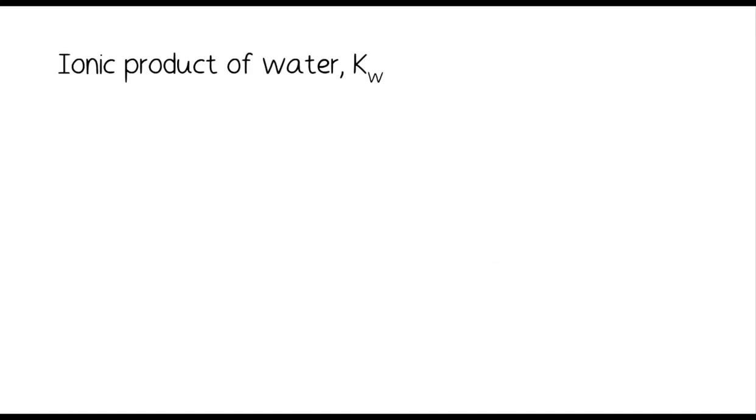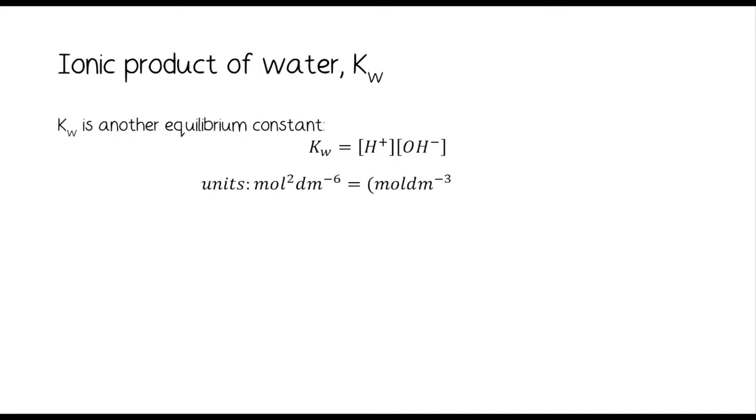Let's talk about the ionic product of water. Now this is quite important when working out the pH of strong bases, which is why I've put it here. So Kw is another equilibrium constant. So you've got Kc, you've got Kp, and Ka. Kw is another one. And it's written as Kw equals the concentration of H+ times the concentration of OH-.